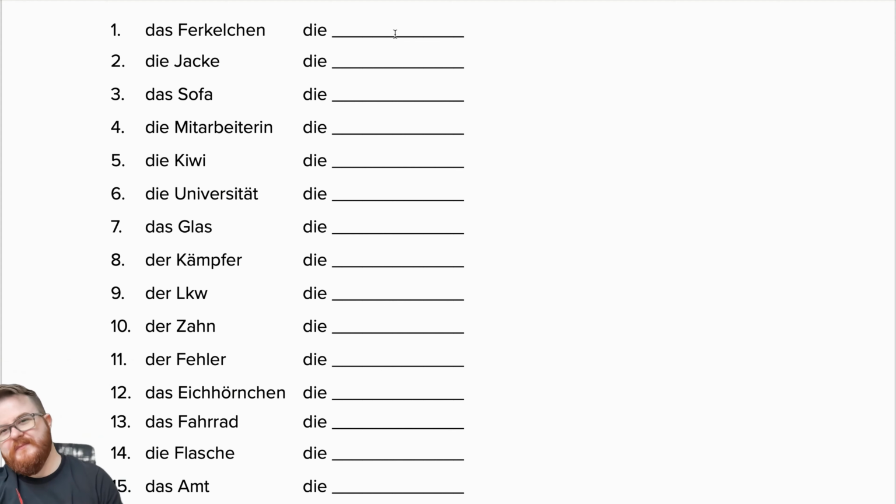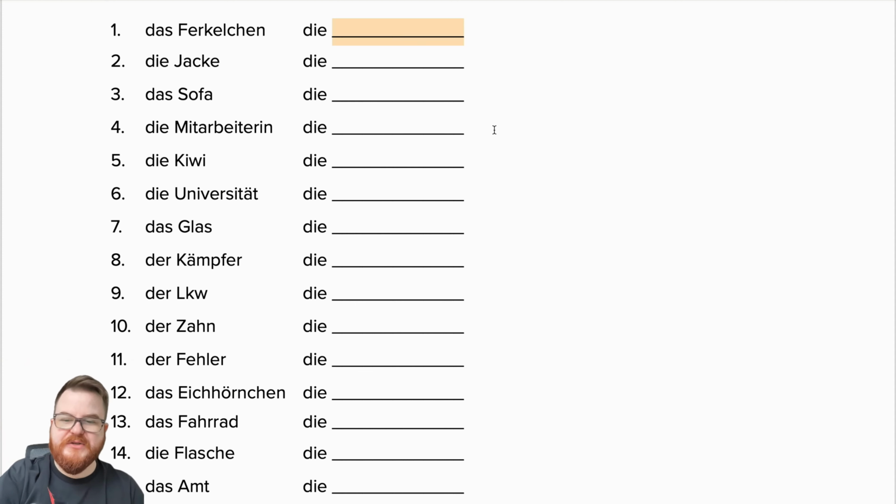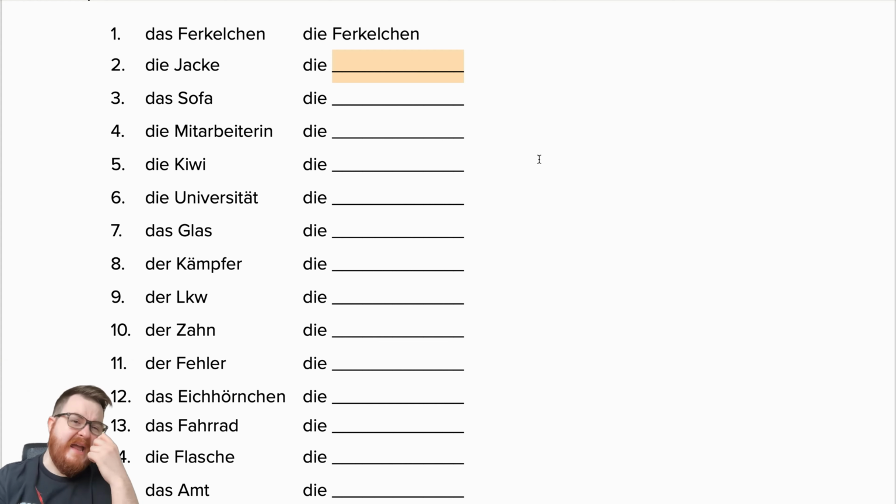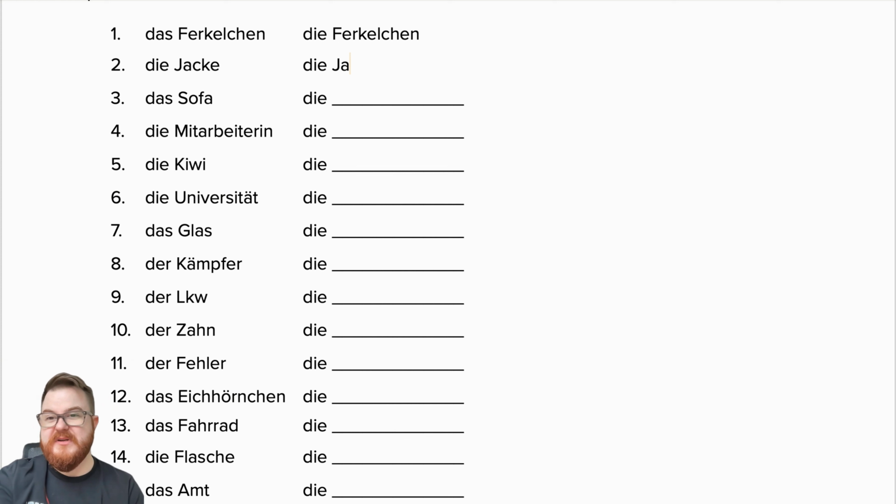The first one ends in chen. We do not make any changes to the word, so the plural is die Ferkelchen, the piggies. Die Jacke is feminine and ends in an E, so if it ends in an E, the vast majority of the time we're going to stick an N on the end and not do anything else. So die Jacke becomes die Jacken.